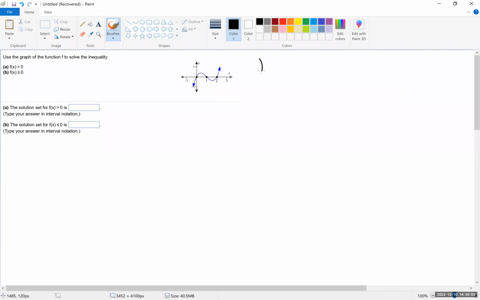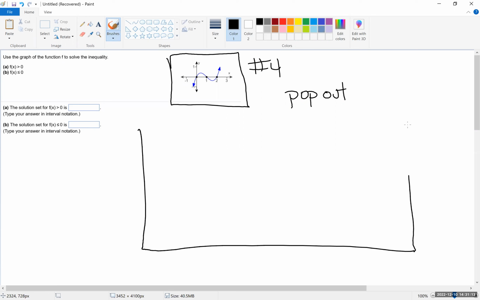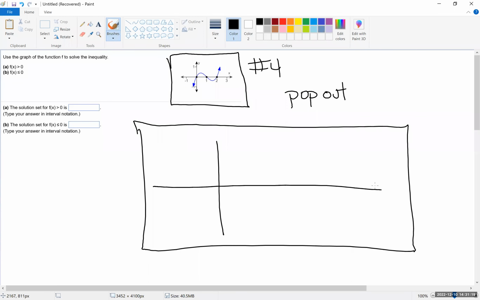All right, here we're working on number 4. We're looking at this graph, and this graph is pretty small. Just as a nice reminder, on all the graphs, there's a little pop-out button in MyMathLab. If it's small and you're squinting and you can't really tell what's going on, hit that pop-out button, and we're gonna make it look better.